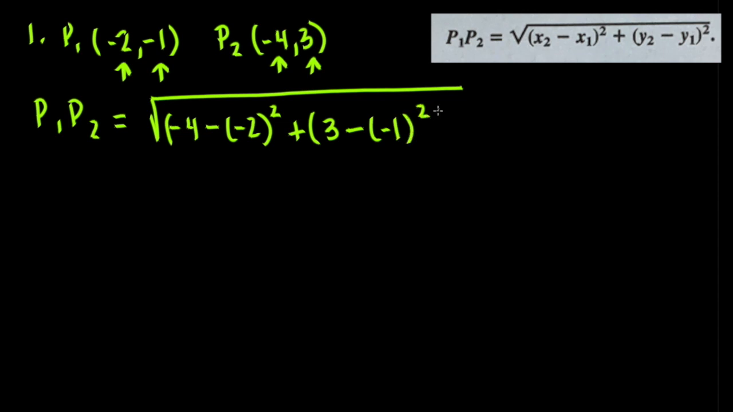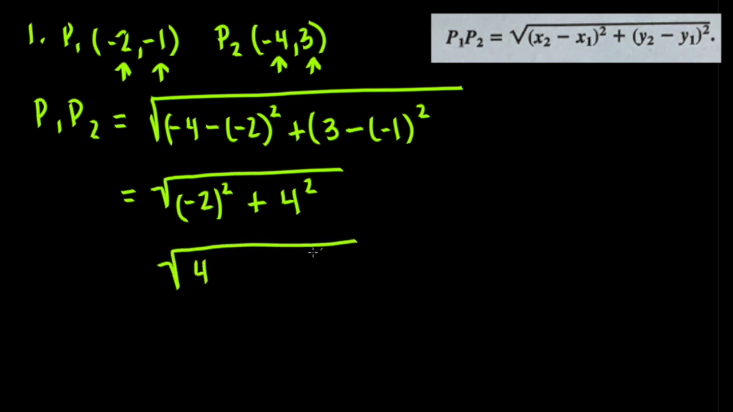-4 minus a -2 equals -2. So we are going to have the square root of -2 squared plus 3 minus a -1 equals 4. So our second number is 4 squared. -2 squared equals 4. And 4 squared equals 16. Now we are going to add these together. So we are left with the square root of 20.